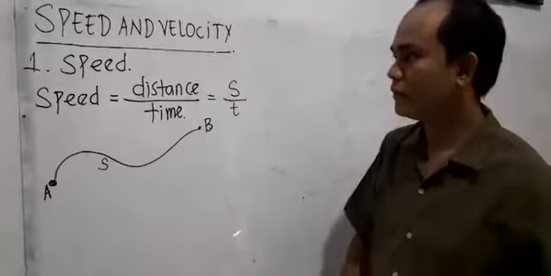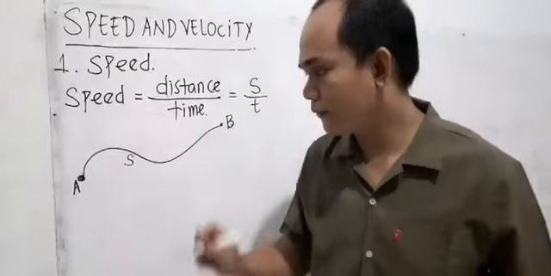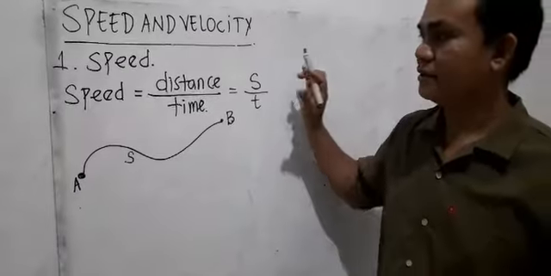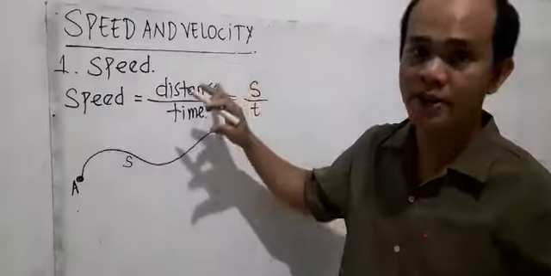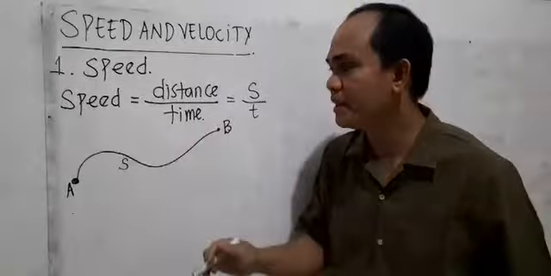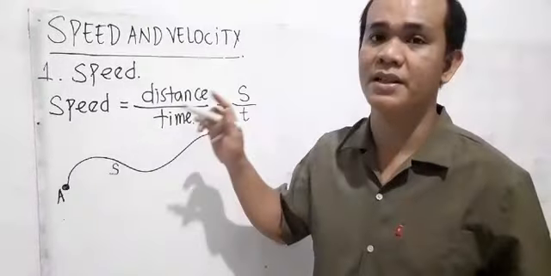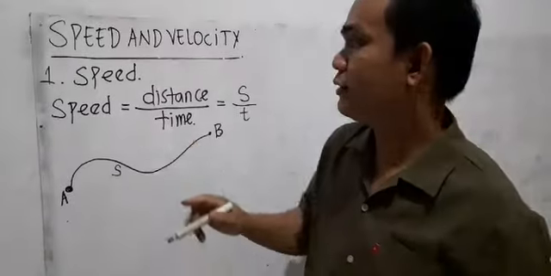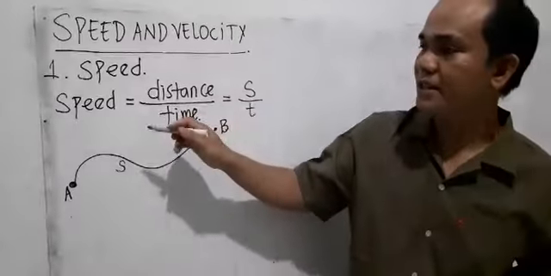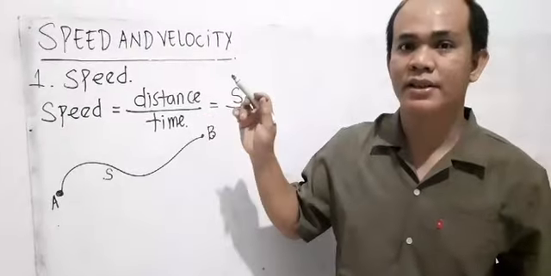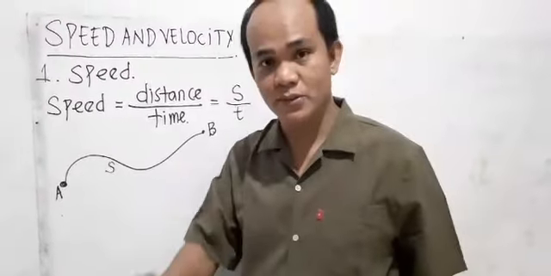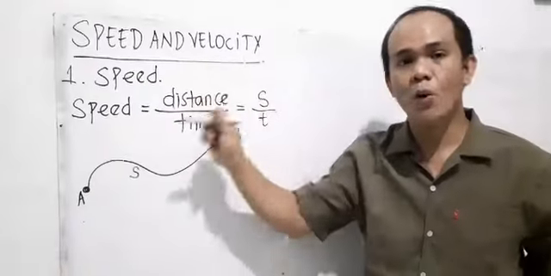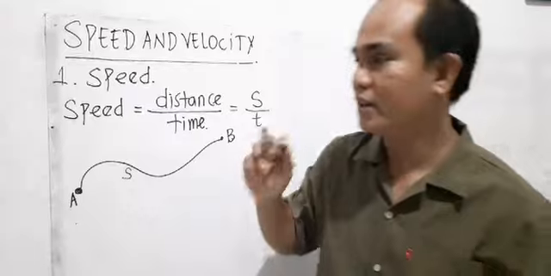Speed does not have direction. It has only magnitude, only value. You cannot say that the speed is 2 kilometers per hour to the north. You also cannot say that the speed is minus 5 kilometers per hour. It is wrong, because speed has only magnitude. It does not have direction.